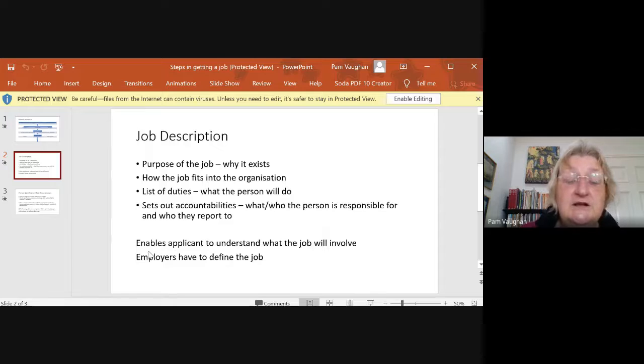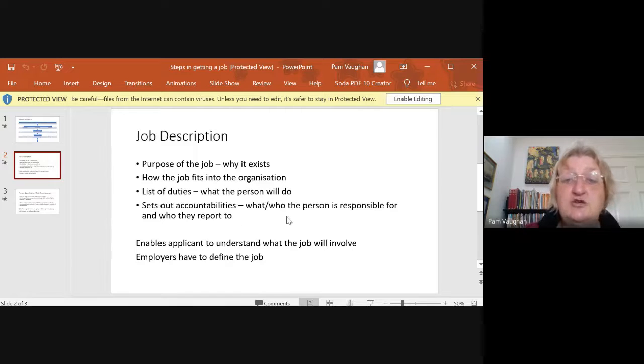So there are 2 things about the job description: it helps the applicant to understand what the job will involve, but also, if employers have done it properly, they've actually defined the job, because there's nothing worse than being recruited into a job where the employer doesn't really know what they want you to do. So it is quite good to have a robust job description, because the employers have thought it through and said what the duties will be, what they want the person to do.